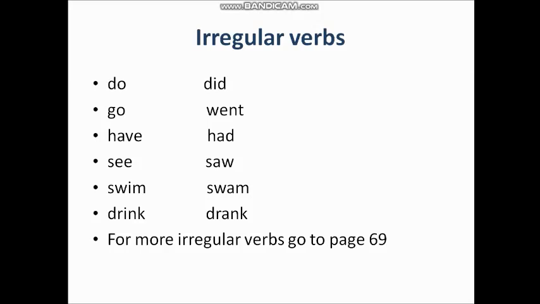Irregular verbs like do, it becomes did; go, went; have, had; see, saw; swim, swam; drink, drank. These verbs are irregular. And if you want to know more about irregular verbs, you can go to page 69 in the Full Blast.